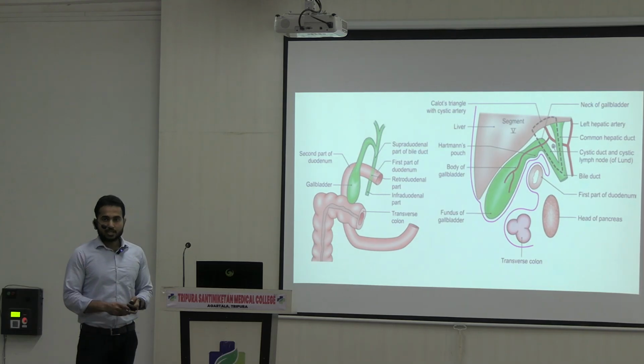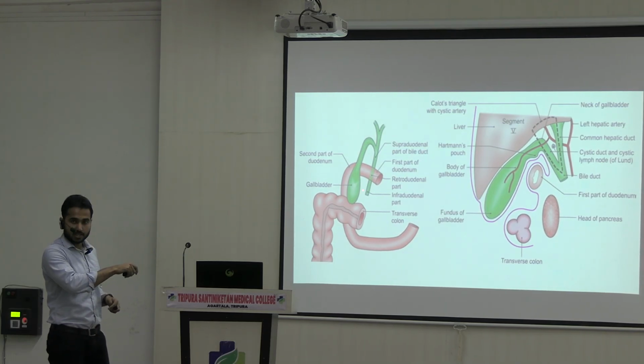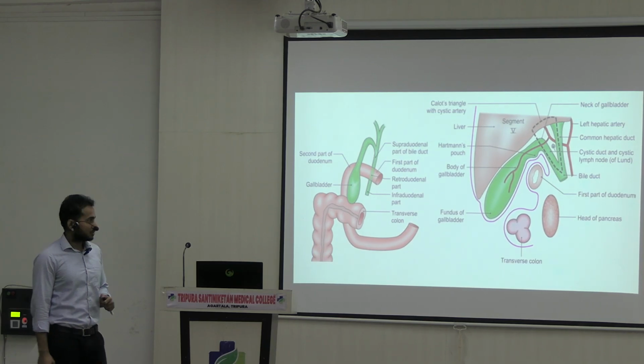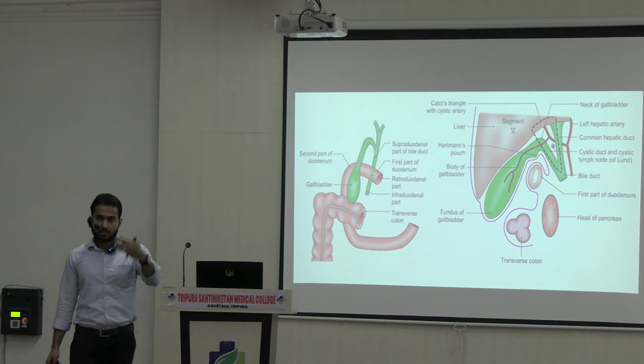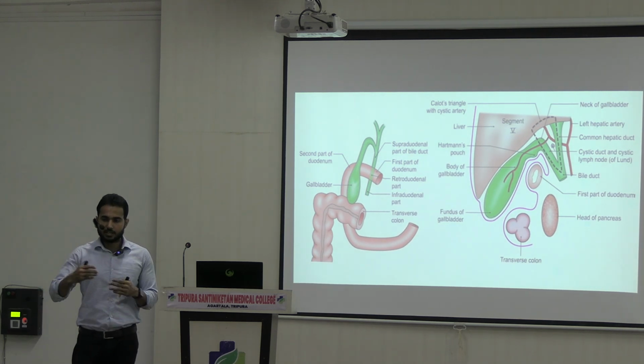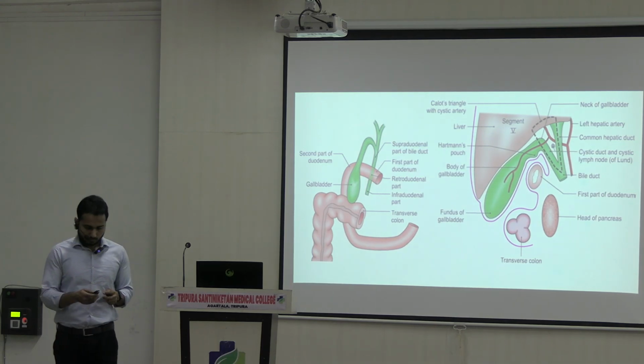Next, here you can see the relation. So this is the fundus, right? Just below it you can see the relation, that is the transverse colon. And anteriorly, what will be present? Anteriorly, first of all, it is covered by peritoneum, and more anterior to that, the anterior abdominal wall will be there.